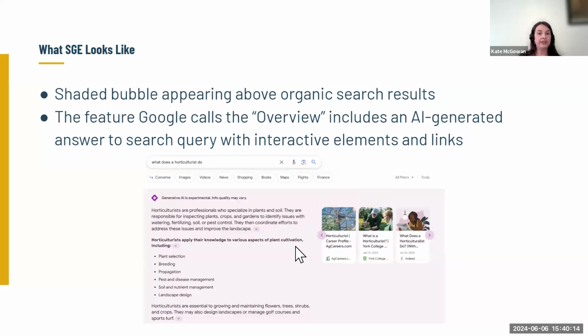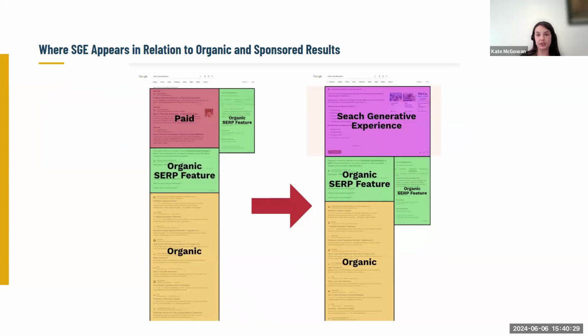The AI overview often takes up the entirety of the above the fold area above the organic search results, and it appears as a shaded bubble. Here's a look at where it can push down the rest of the organic and sponsored results, compared to your traditional SERP, which has that real estate taken up by paid ads and organic search results. The AI overviews appear first, appear full width, and then push everything else down: the organic search results, paid search results, and also any other organic features on the Google search results.